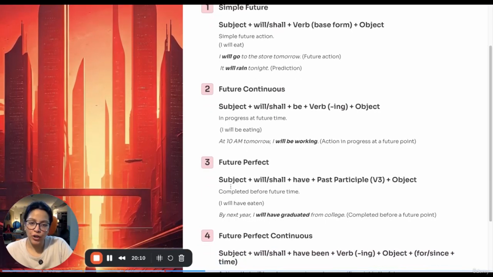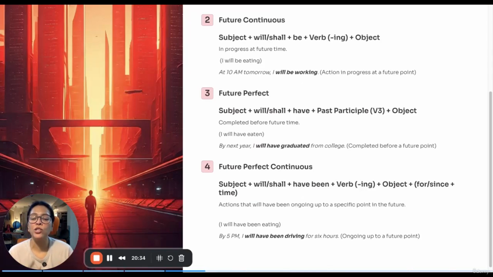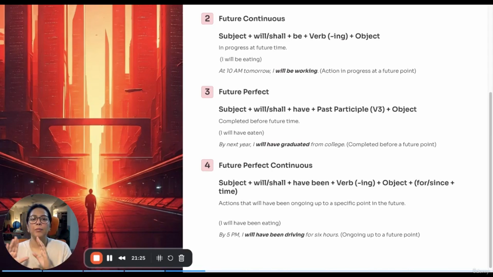Next is future perfect, and the formula would be subject plus will shall plus have plus past participle plus object. Now, when to use future perfect? Future perfect is used to talk about actions which are completed before a certain future time. Like by next year, so this is your time frame, I will have graduated from college. Completed before a future time, a future point. I will have eaten by 5 o'clock. So remember, anything which will be completed before a certain time in future is when we use future perfect.